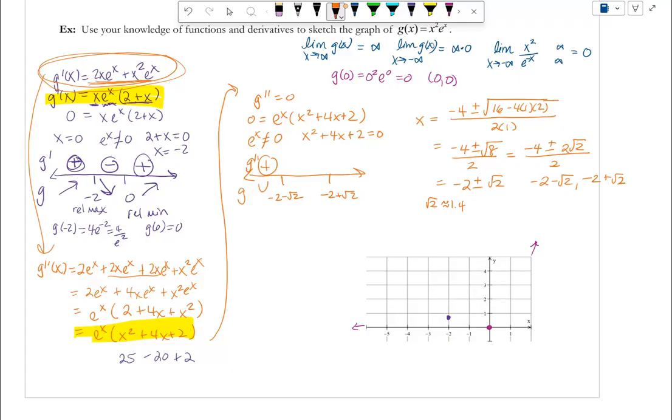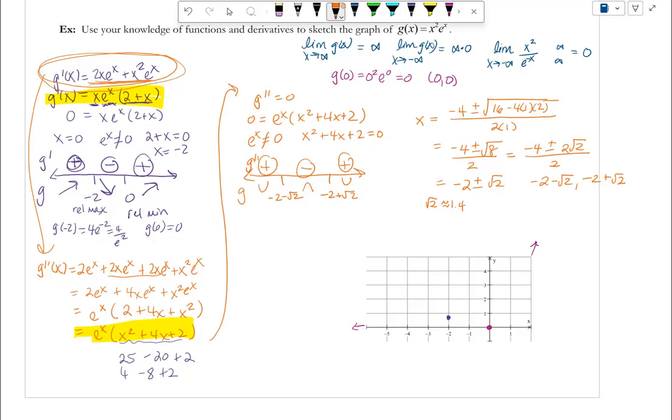Then let's say I pick a point between -2 minus root 2 and -2 plus the square root of 2. So how about -2? That number would be between those. Again, I know e to the power of anything is going to be positive, so I'm just going to think about what happens when I plug -2 into this part. So I'd get -2 squared plus 4 times -2 plus 2. That is a negative number there. So g is concave down on that interval. And then to the right of negative 2 plus the square root of 2, how about we just plug in 0? E to the 0 times 2 is positive. So we are concave up again.